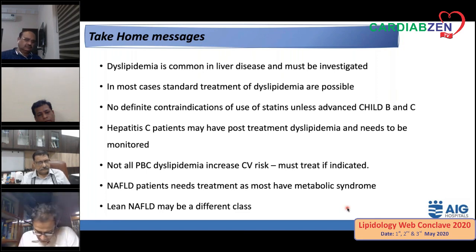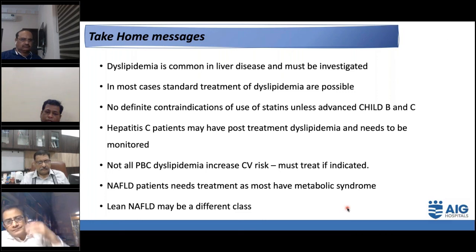NAFL patients need treatment as most have metabolic syndrome, and lean NAFLD may be a different class which may or may not benefit, but if their lipid profiles are abnormal and as per the standard guidelines they need treatment, they have to be treated for this. So this is what I could summarize on lipids in liver diseases.